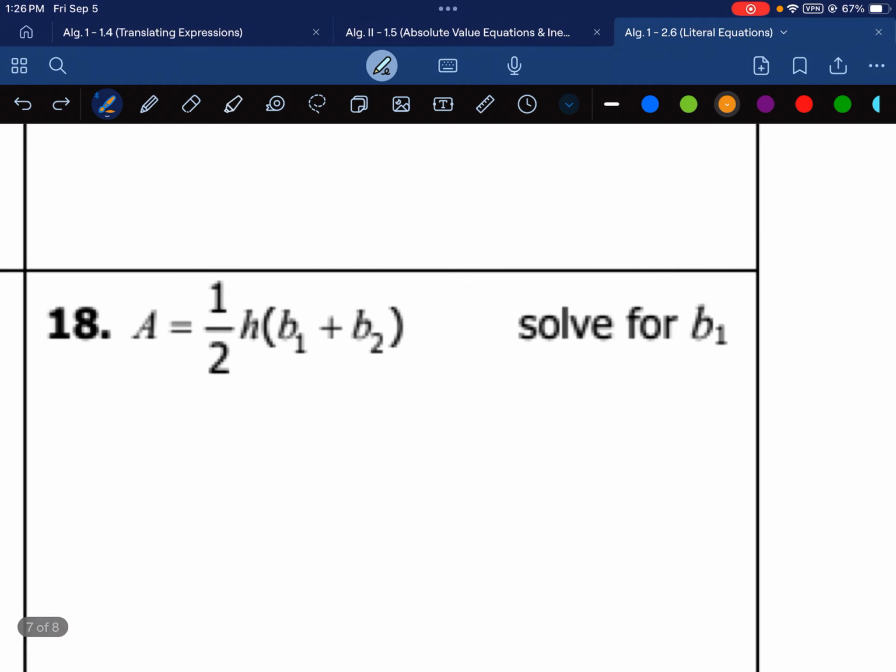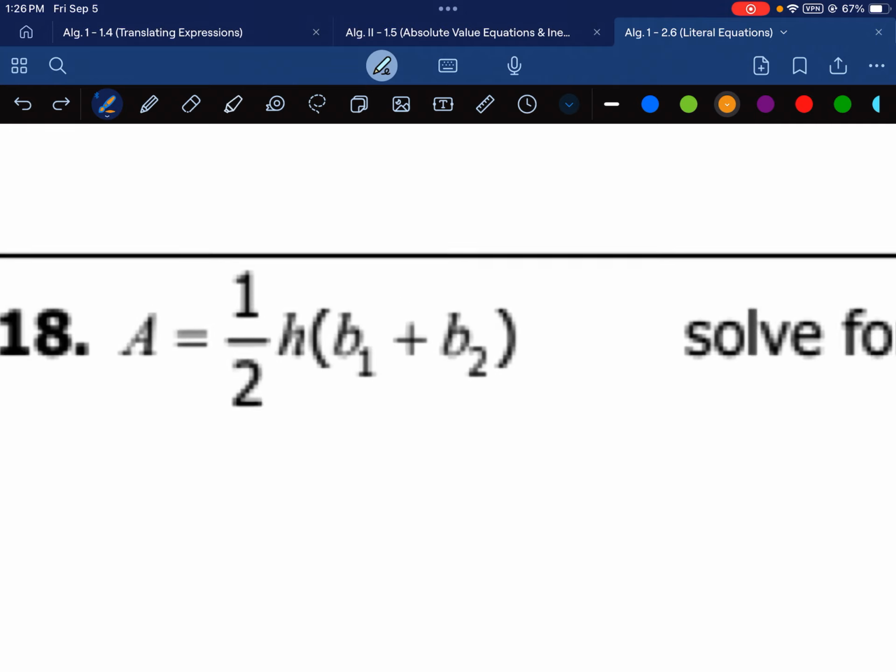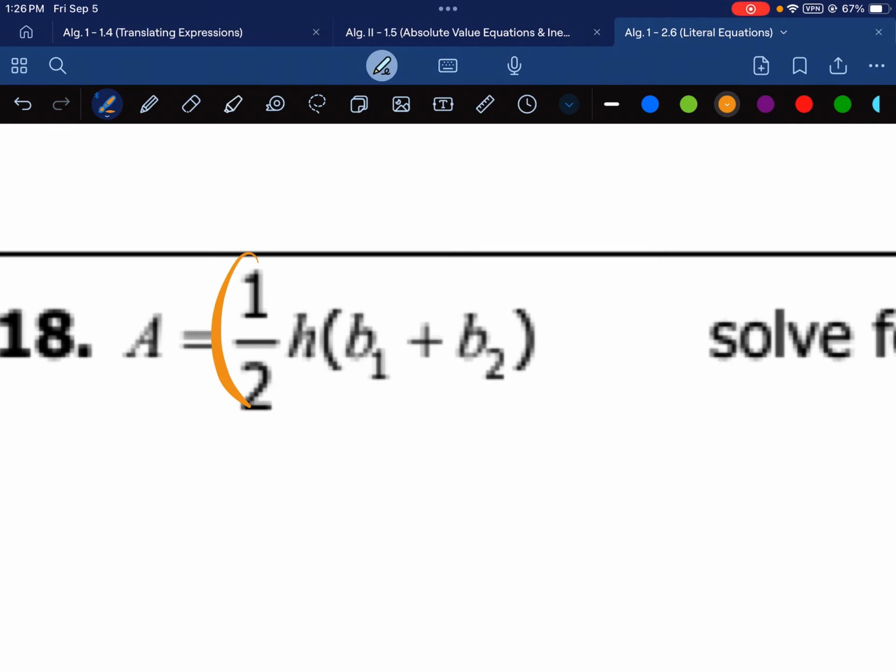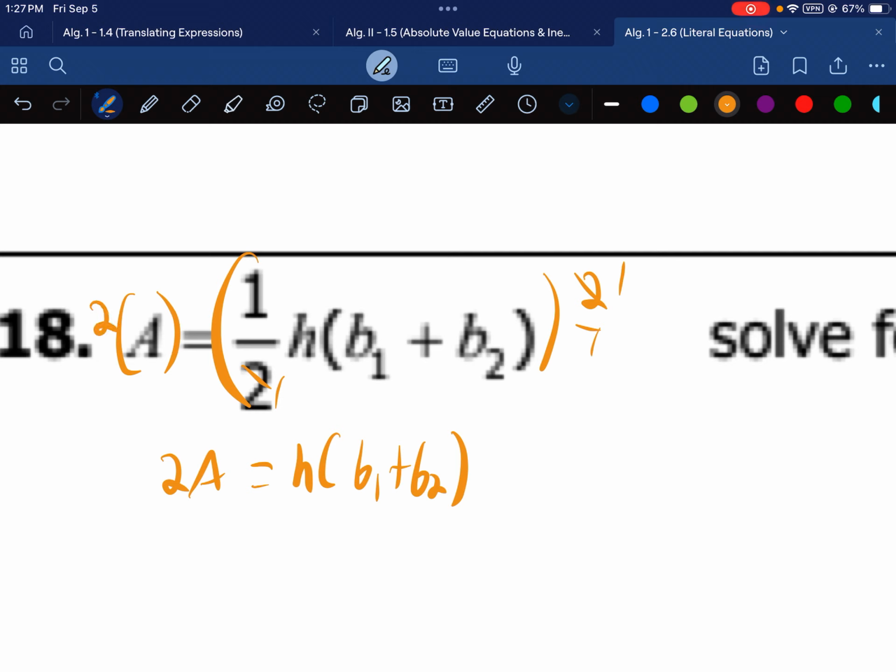Number 18, A equals 1/2 h times the quantity of b1 plus b2. So similar to the last problem where I undid the multiplication of the fraction first, I'm going to undo the multiplication of the fraction first here again by multiplying by the reciprocal of 2 over 1. So the 2's reduce, and on the right hand side I get h times the quantity of b1 plus b2 equals 2A, as I multiply the other side by 2, or 2 over 1 as well.